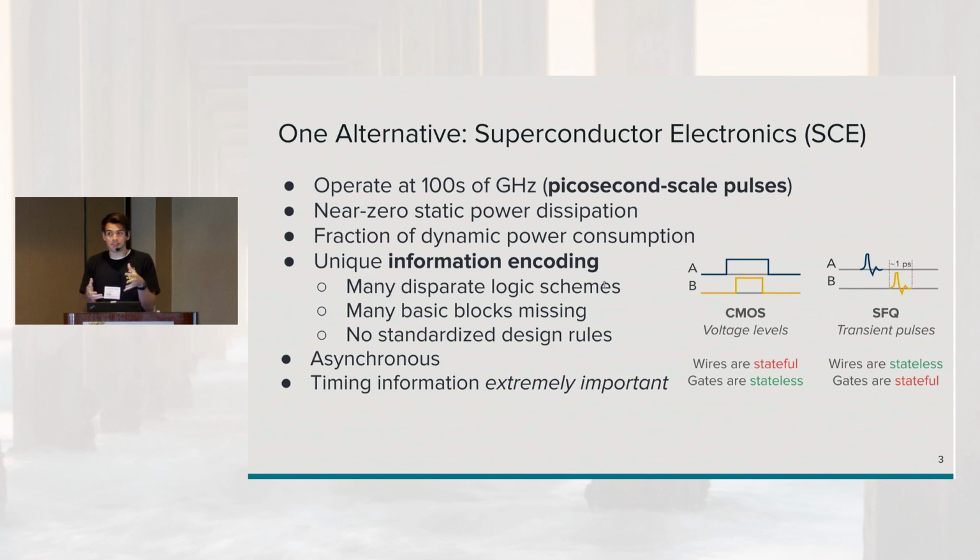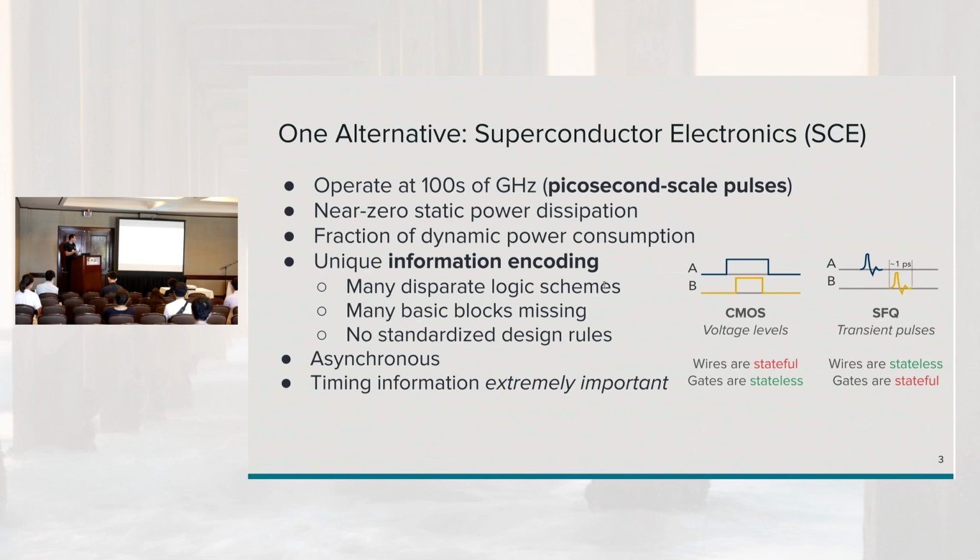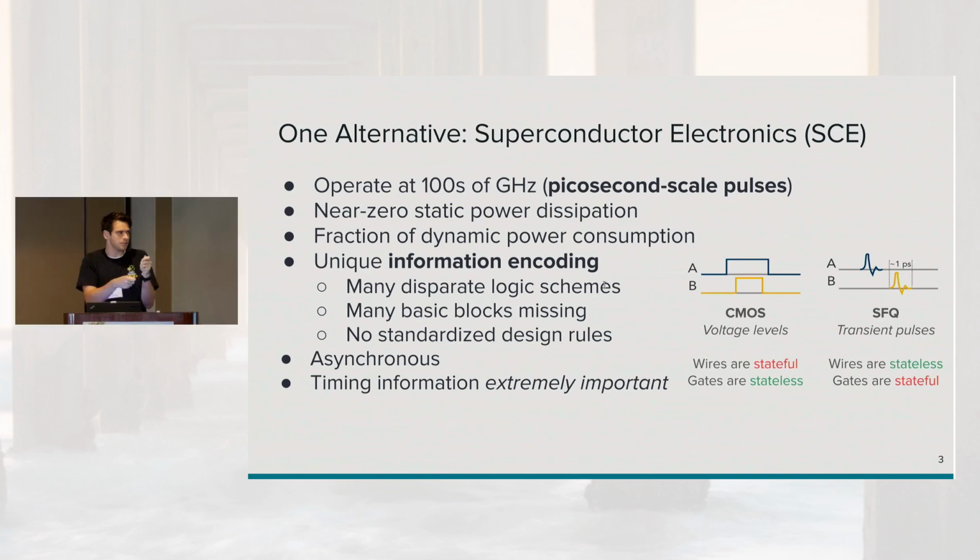So one part is awesome. Now I don't have nearly the same sort of power draw. So that's really good. That's the thing that was problematic. But at the same time, I'm now living in a vastly different computational domain. I have a very unique information encoding. And in fact, in the design space of superconducting, there's a lot of disparate logic schemes for describing these things. A lot of basic blocks and no standardized design rules. And part of that is that what I get is this asynchronous system where timing information becomes extremely important.